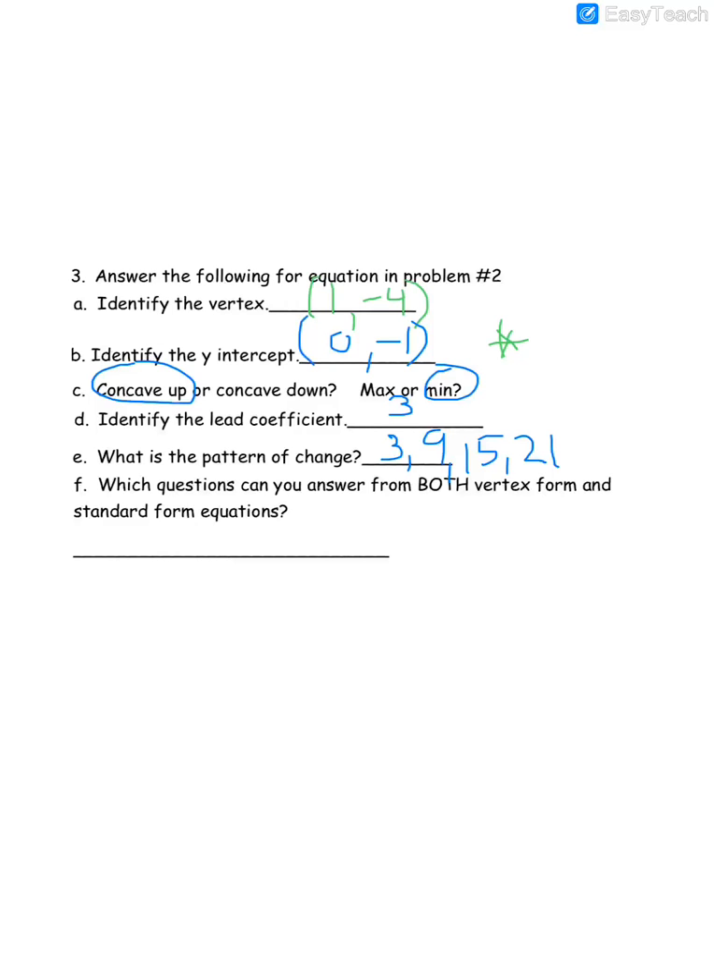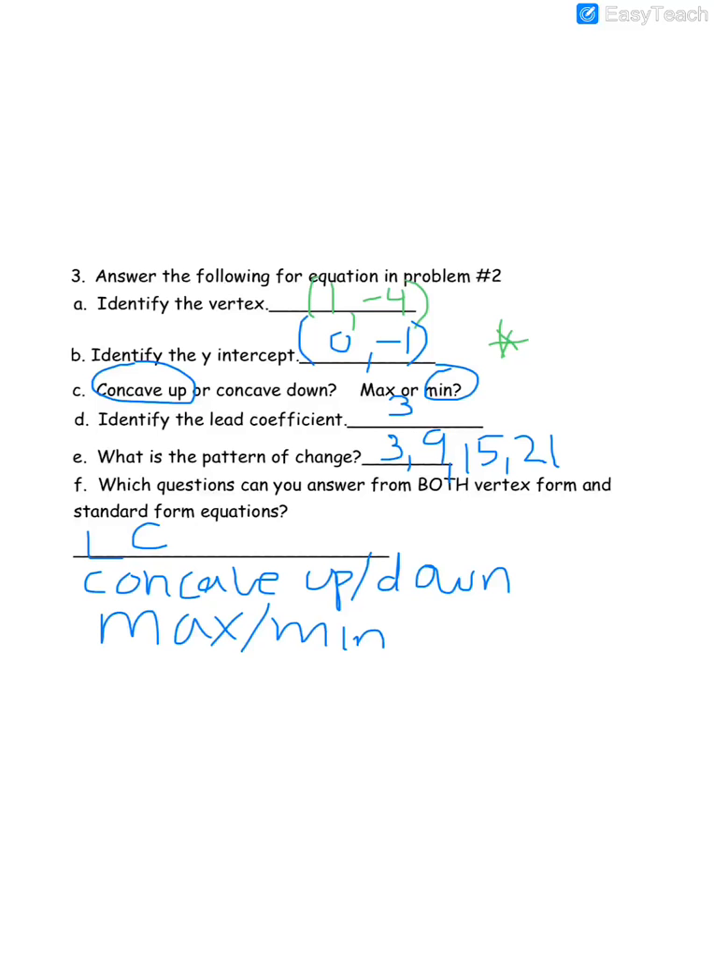Which question can you answer from both vertex form and standard form equations? There's a lot of things that I can answer from that. I can answer who is the lead coefficient. I can answer concave up, concave down, because I can just look at the A term. After I know that, I could do max or min. I can figure out the pattern of change. And the reason why I could do that is the lead coefficient.